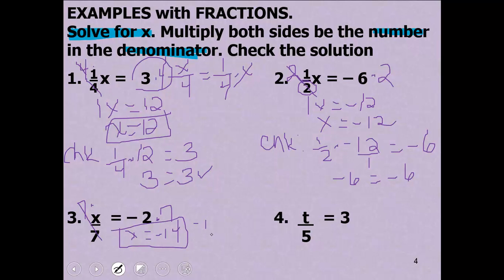When I plug it in, I get negative 14 over 7 equals negative 2. Negative 2 is equal to negative 2, and it checks. Try number 4 and come back and see if you got it right.